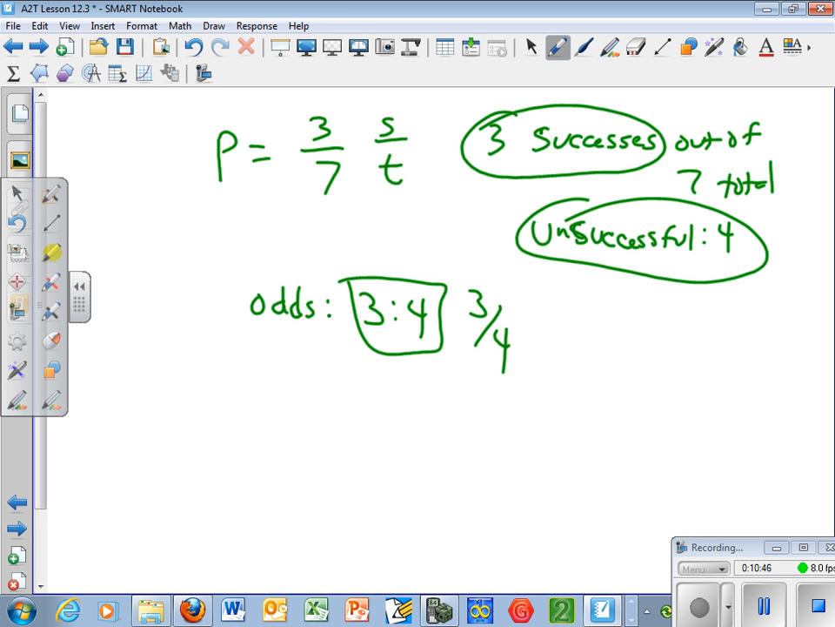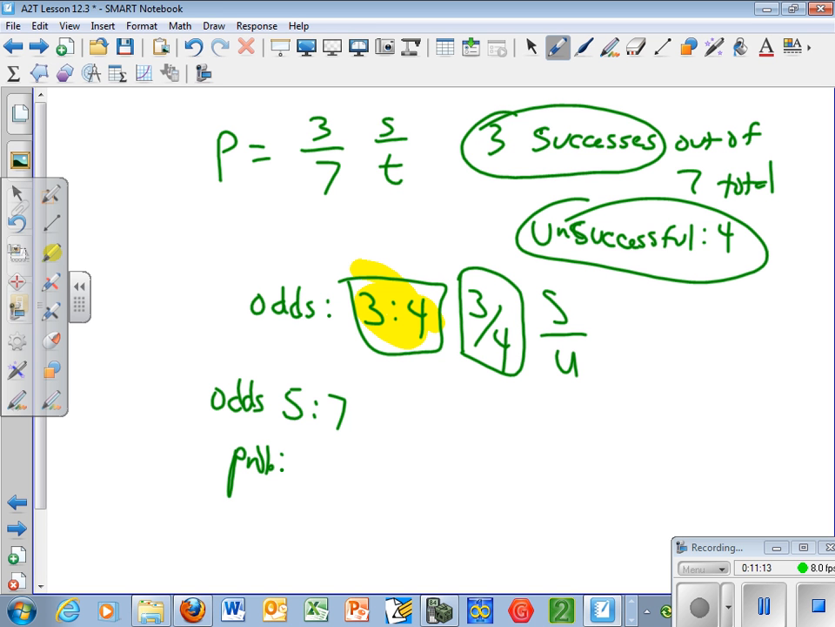or you could do it as a fraction. It would be successes over unsuccesses, 3 to 4. A lot of times with odds, we write it this way right here with the colon. I kind of do that to keep it different from probability, but you could write it as a fraction. If I said the odds of something happening are 5 to 7, so if I said the odds were 5 to 7, what's the probability? Well, the odds are successes to unsuccesses. Probability is success to total. If I found a total from that, that would be 12. So that would be 5/12. So you can go back and forth between odds and probability, and you'll be asked to do some of that.